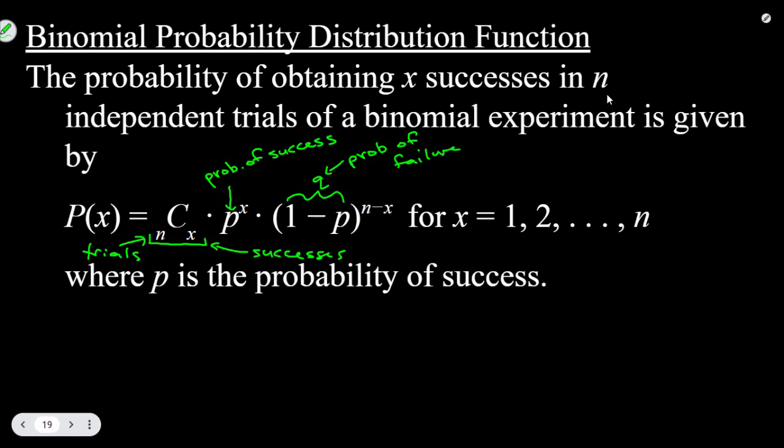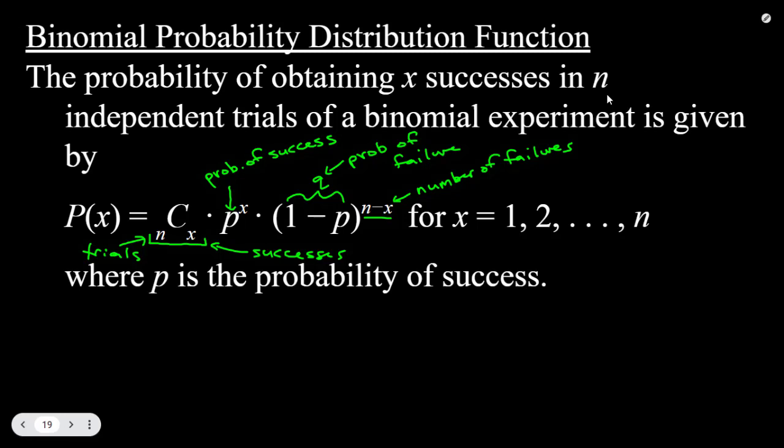And that is raised to the N minus X power. That just means it's the number of trials minus the number of successes. So this would be the number of failures. And then for X equaling 0, 1, 2, 3, 4 up until N, where P is the probability of success.